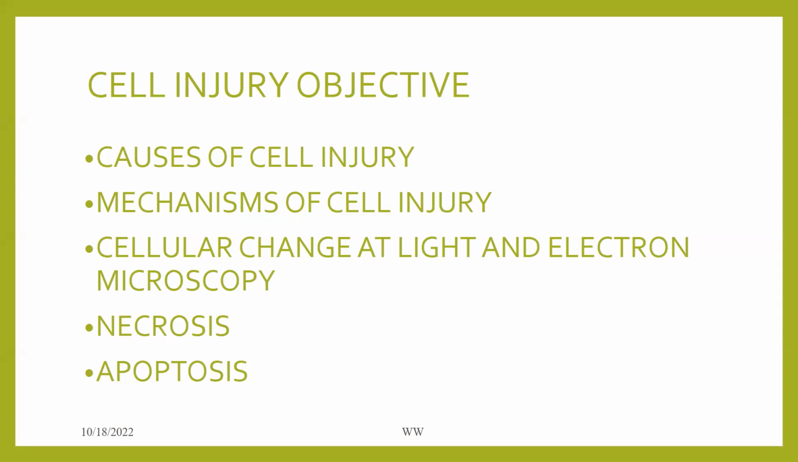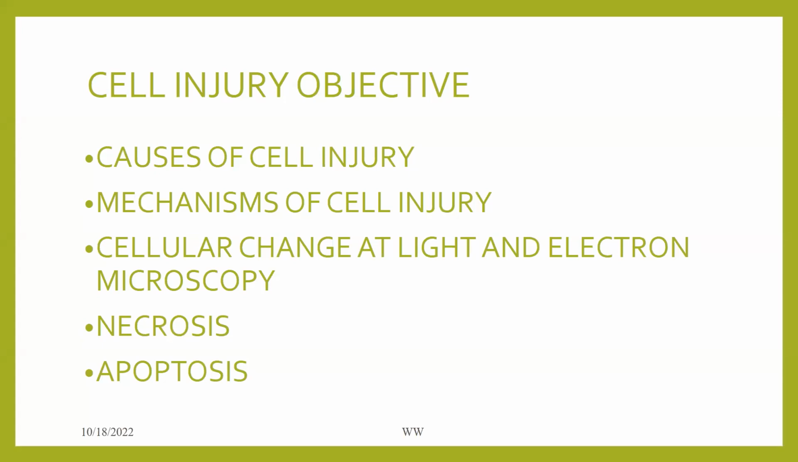If you know a cause, then you can prevent it, or you might know how to mitigate it. Then the mechanisms of how these agents cause the injury. Then we shall look at the cellular changes at light and electron microscopy. Most of our business is around the light microscope. It is possible to demonstrate some of the changes under the electron microscope also, and those are the very early changes before one is able to see them under the light microscope.